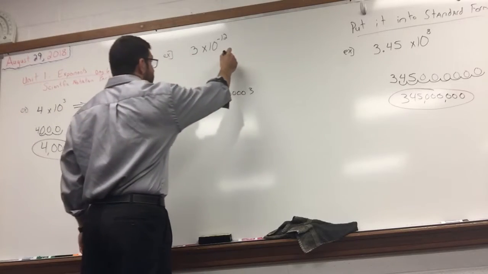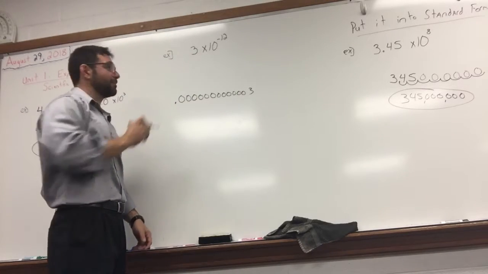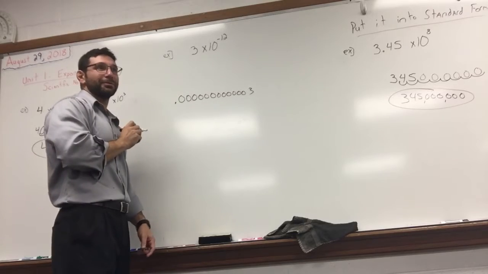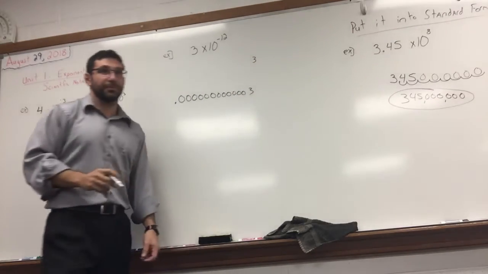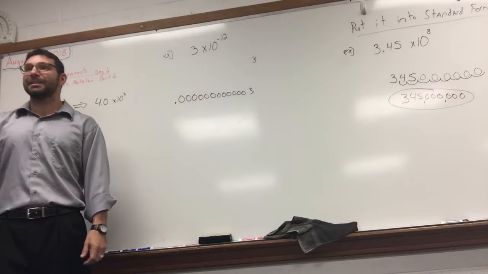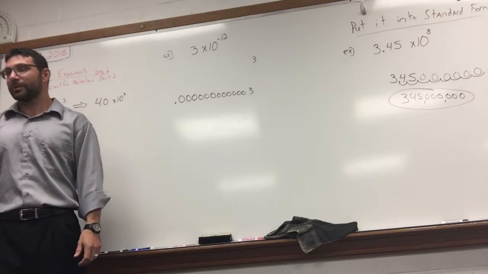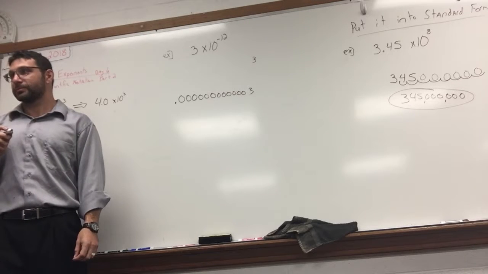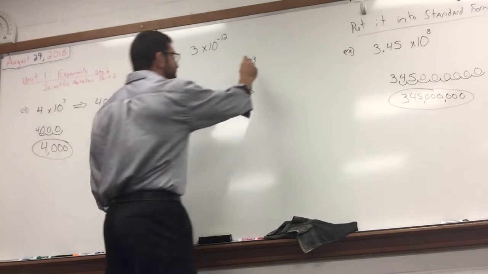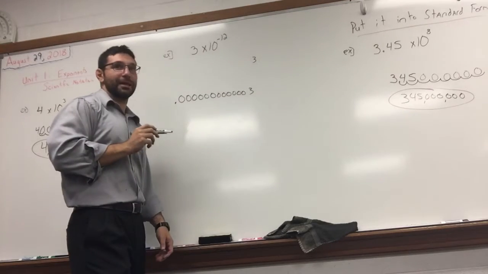I'm gonna write my 3. Because I know it's negative, I'm not gonna write my 3 over on my left side of my paper, because I know that I'm gonna have to move to the left. I'm gonna write it on the right side of my paper. Where is the decimal with 3? Which side, right or left? It would be the right. So my decimal starts there.